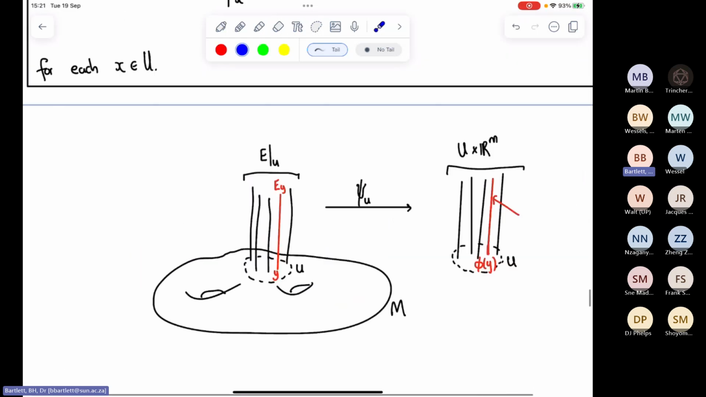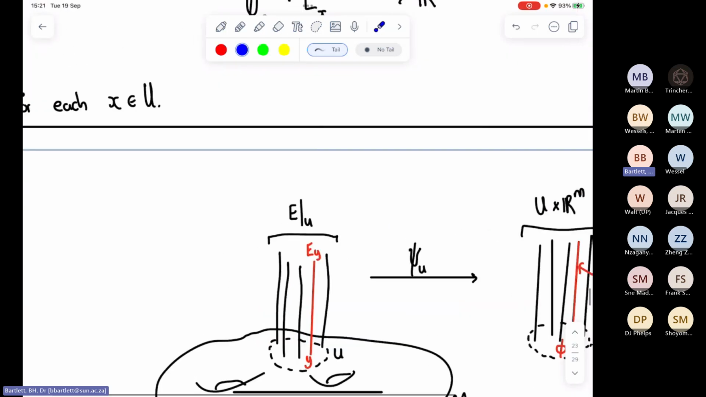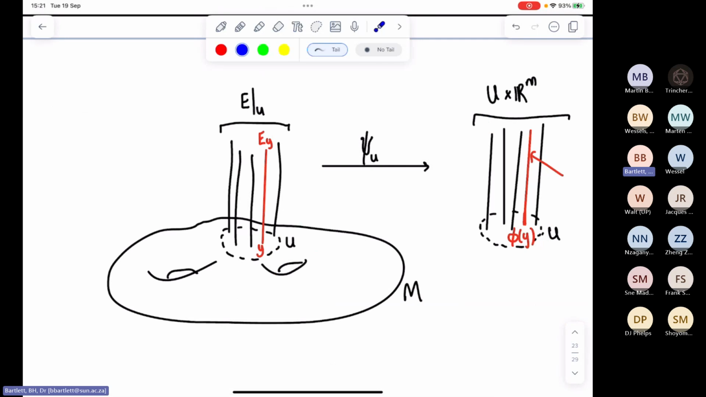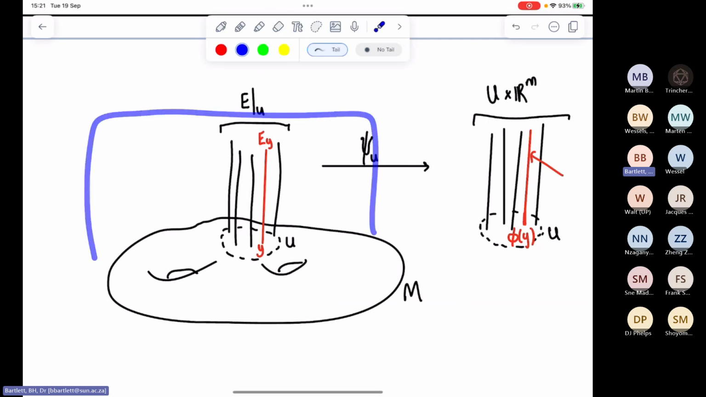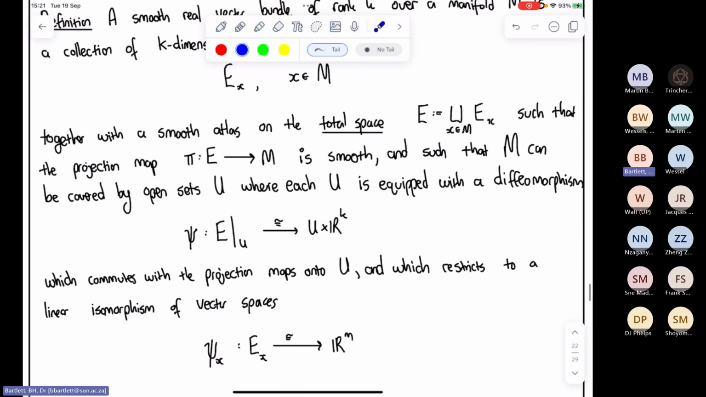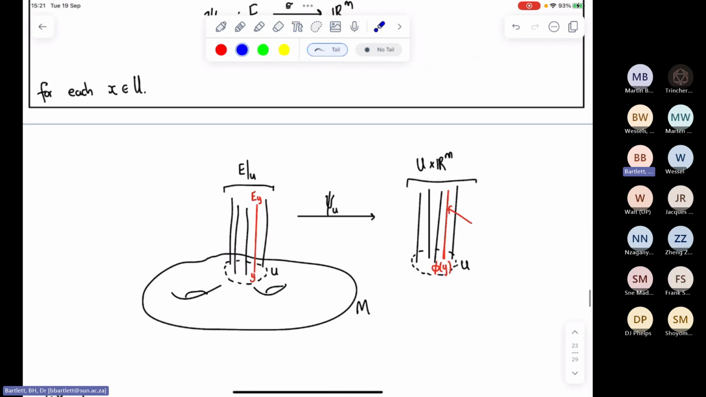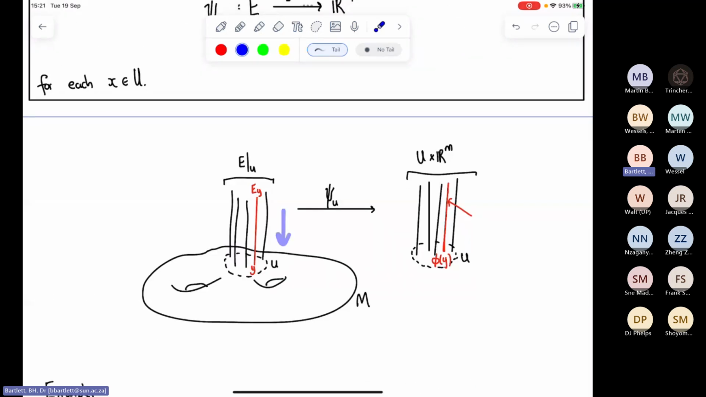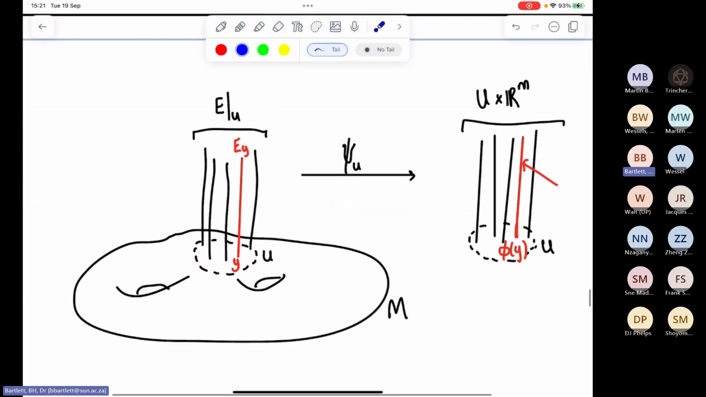Good. But when those k-dimensional vector spaces can be put into a big total space, I can take their disjoint union, right? And I call that the total space of the vector bundle. And that disjoint union must come equipped with the structure of a smooth manifold in such a way that if I project onto the base space, that's a smooth map.